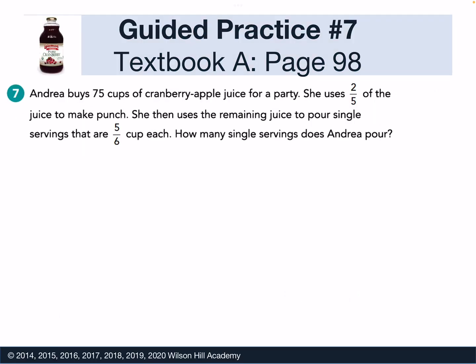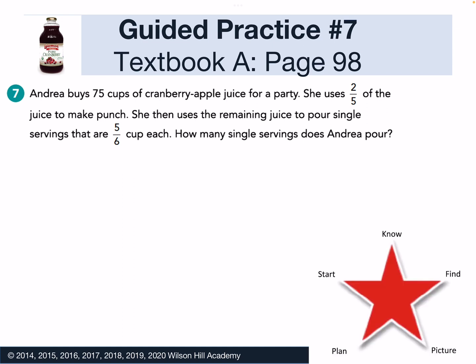Very good. Let's go on to the last problem we have today. Andrea buys 75 cups of cranberry apple juice for a party. She uses 2/5 of the juice to make punch, and then uses the remaining juice to pour single servings that are 5/6 of a cup each. How many single servings does Andrea pour?